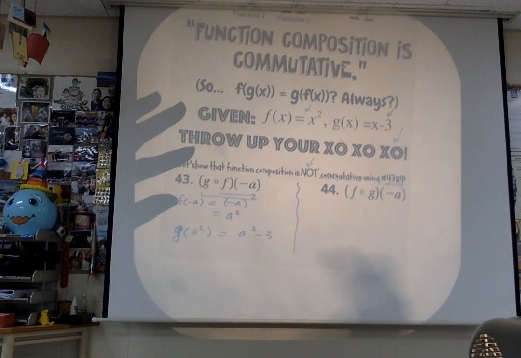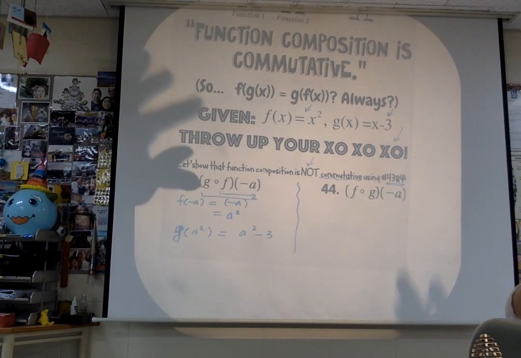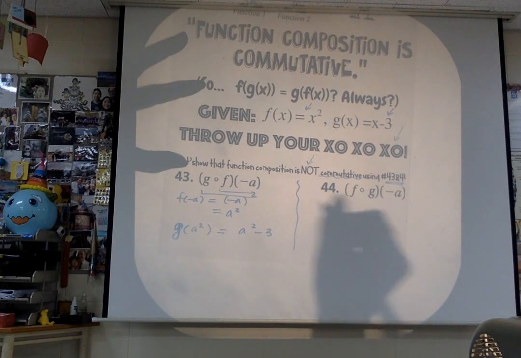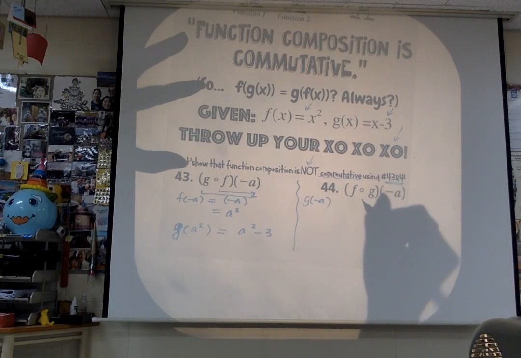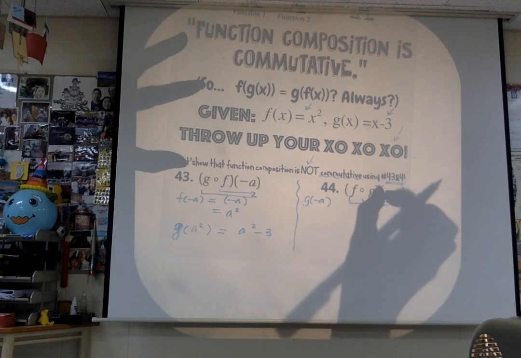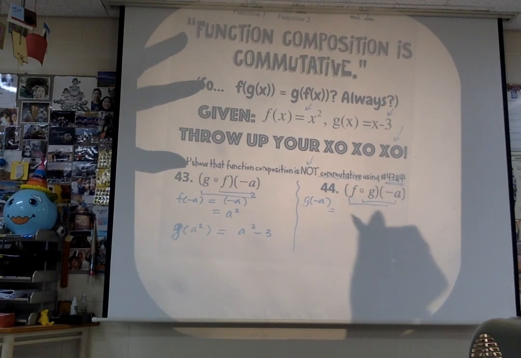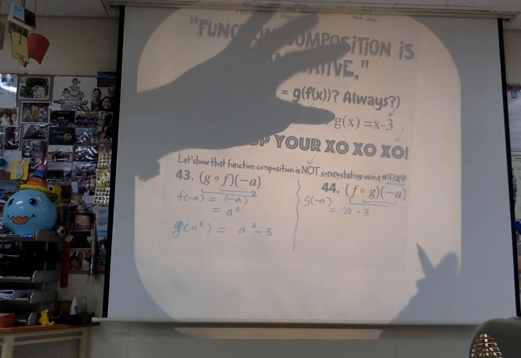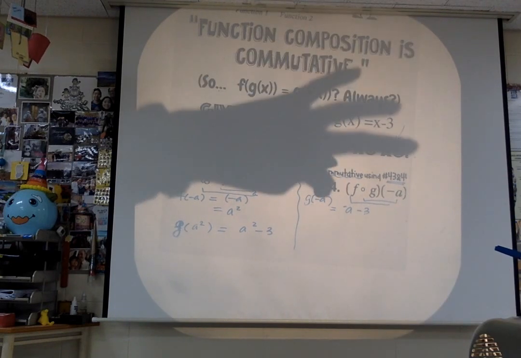Now, we're going to do number 44 and see if it's the same thing. If they are, then we know that it's commutative. If they're not, then we know it's not commutative. So we do g of negative a first, since that's inside, in to out. When we plug that in, we get negative a minus 3. That's g of negative a, because instead of x, we're plugging in negative a.